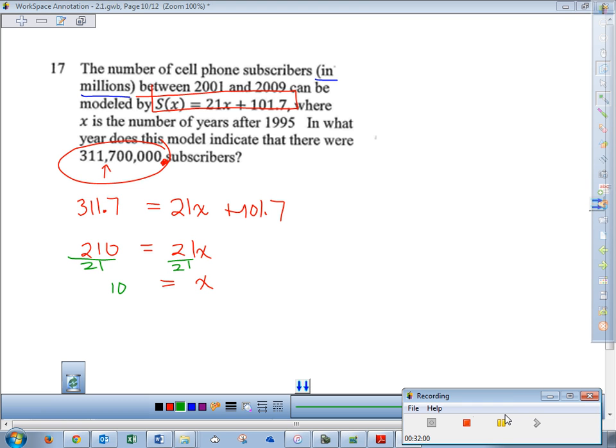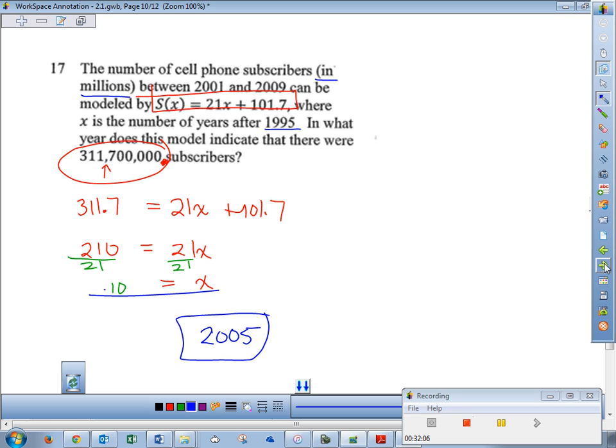In what year did they have that many subscribers? 2005. How do you get that? This is years since 1995, so you have to take 1995 and add 10 to it and get 2005, because that's what X stood for. 1995.